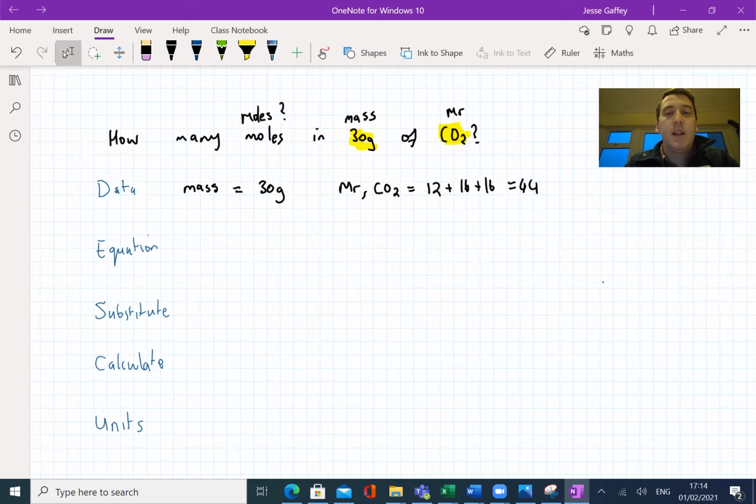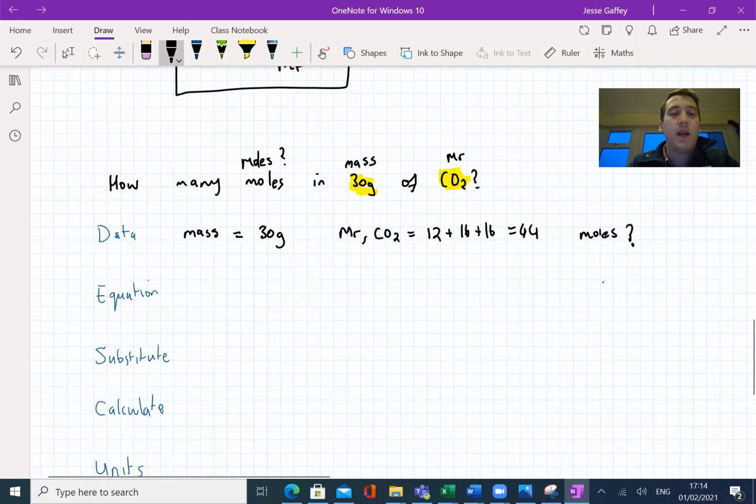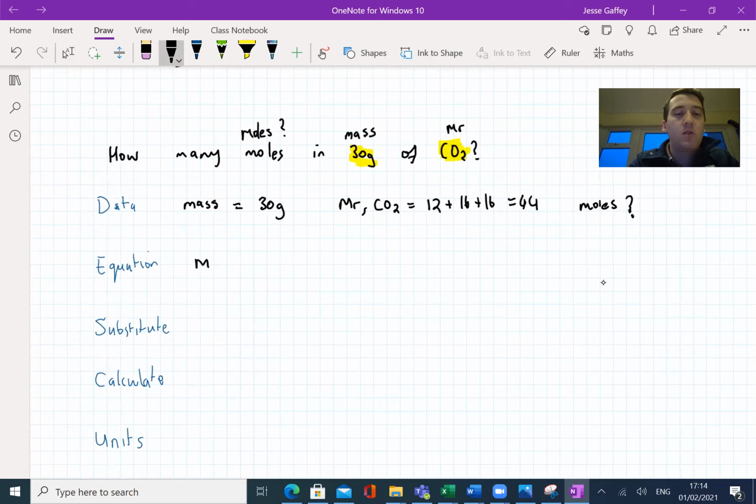Okay. Now, I also know that I'm interested in moles, but I don't know the answer for moles. So that's a question mark. And what's the equation that links all these things together? We just learned about it and we just wrote it down. We learned up here that moles equals mass divided by MR. So moles equals mass divided by MR.